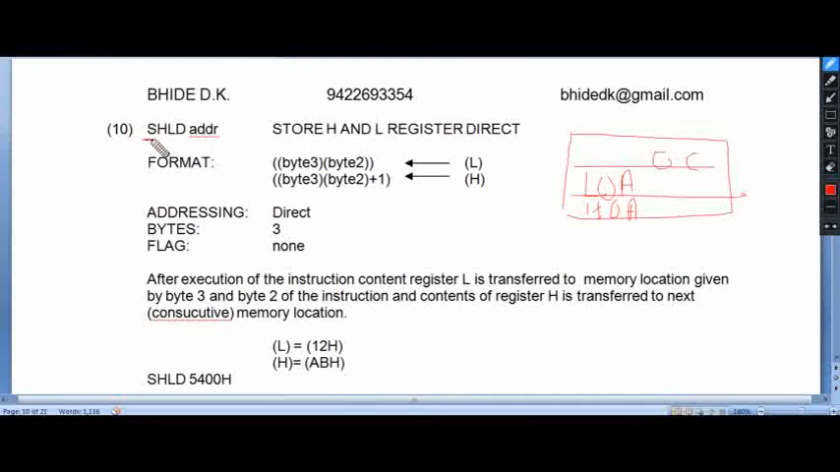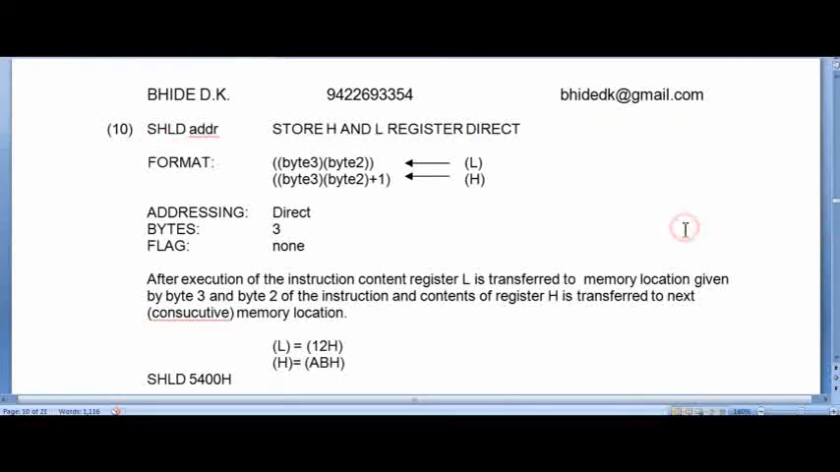SHLD, S means store. Where do you have to store? You have to store to a memory location. What do you have to store? The number present in HL is to be stored. Byte 2 and byte 3 of the instruction give the address, therefore the addressing mode is direct. This is a 3-byte instruction and flags affected: none. Whatever is present in register L goes to the memory location given by byte 2 and byte 3, and whatever is present in H goes to the next consecutive memory location.